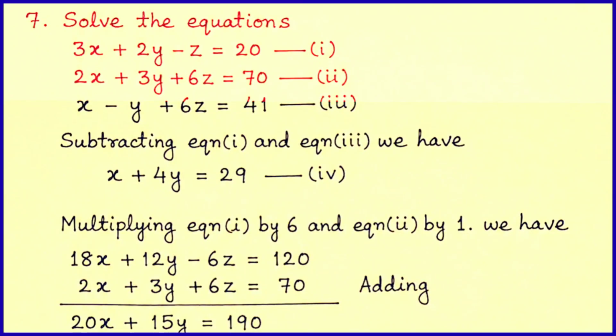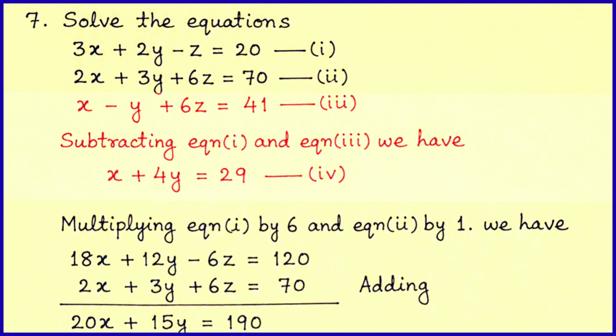7. Solve the equations. 3x + 2y - z = 20, Equation 1. 2x + 3y + 6z = 70, Equation 2. x - y + 6z = 41, Equation 3.